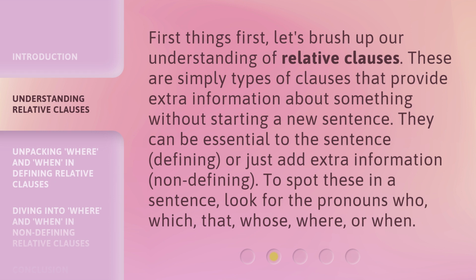First things first, let's brush up our understanding of relative clauses. These are simply types of clauses that provide extra information about something without starting a new sentence. They can be essential to the sentence, defining, or just add extra information, non-defining. To spot these in a sentence, look for the pronouns who, which, that, whose, where, or when.